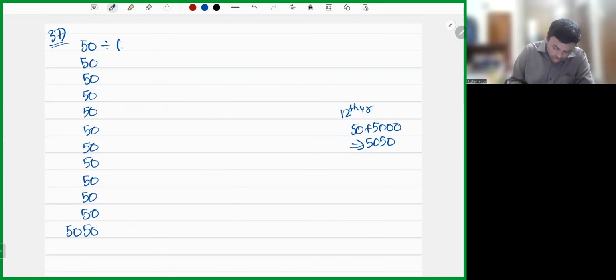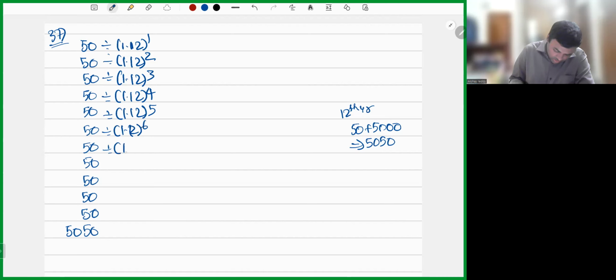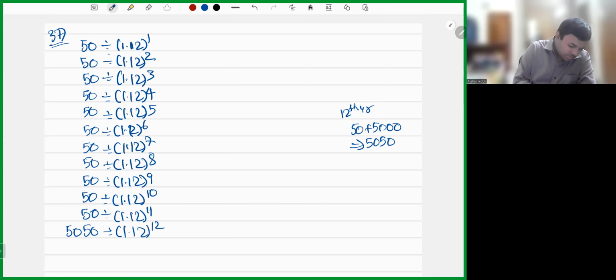So divided by 1.12 whole power 1, 1.12 whole square, 1.12 whole cube, whole power 4, whole power 5, whole power 6, whole power 7, whole power 8, whole power 9, whole power 10, whole power 11, whole power 12. Let's compute. Yes, sir, let's compute.